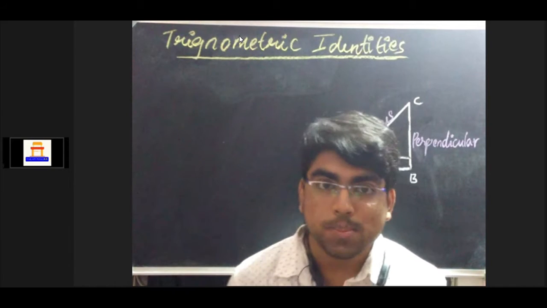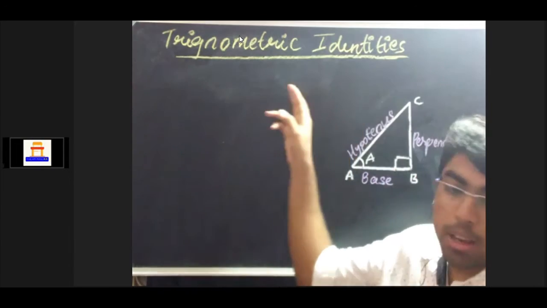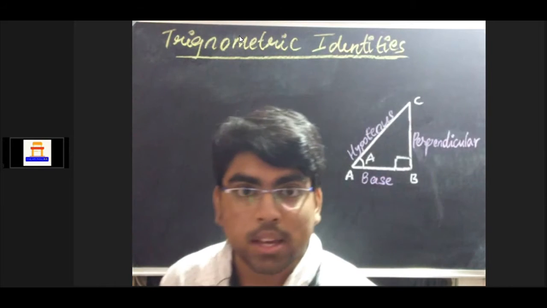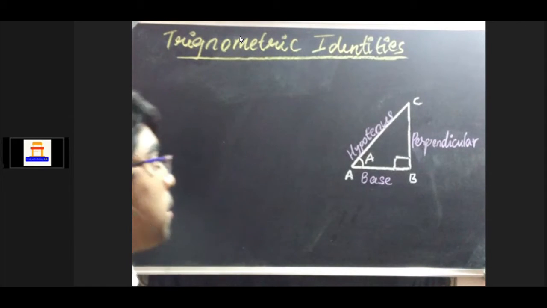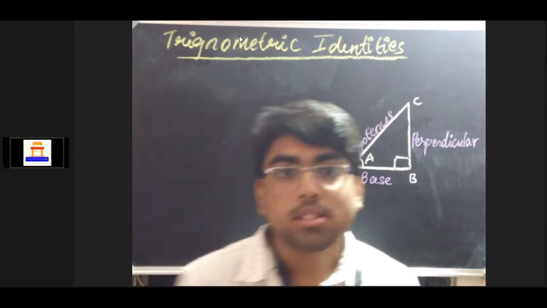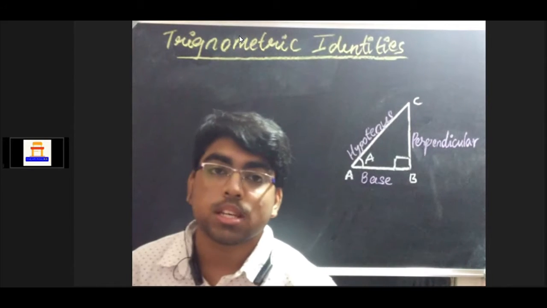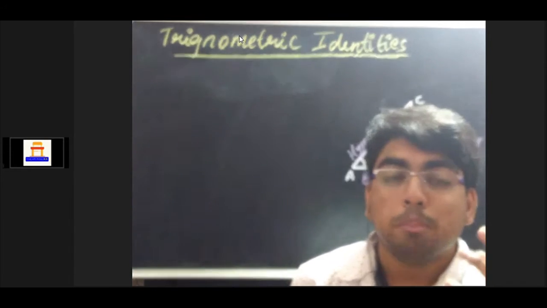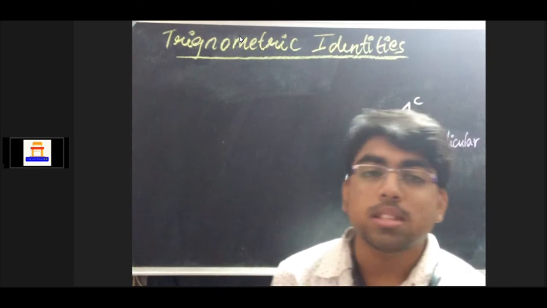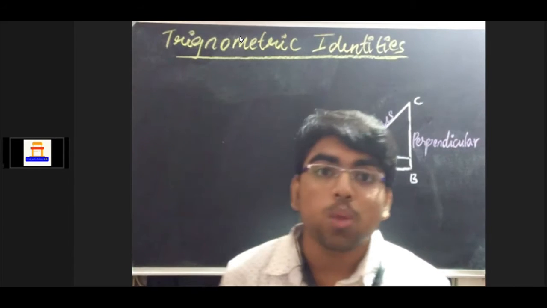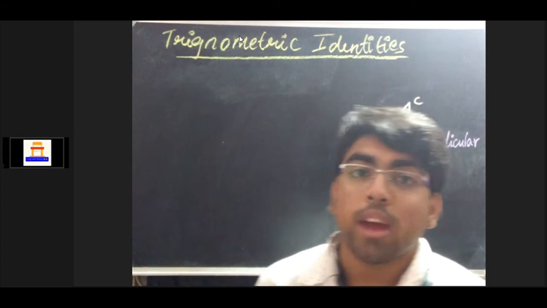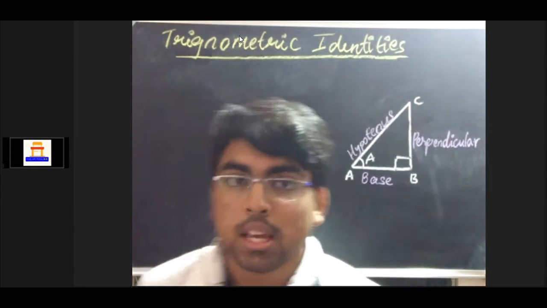In this particular video, we are going to deal with trigonometric identities. So what is the meaning of trigonometry? The word trigonometry means something which deals with the study of measurements of triangles. In other words, it's said as games played with the measurement of right angle triangles.